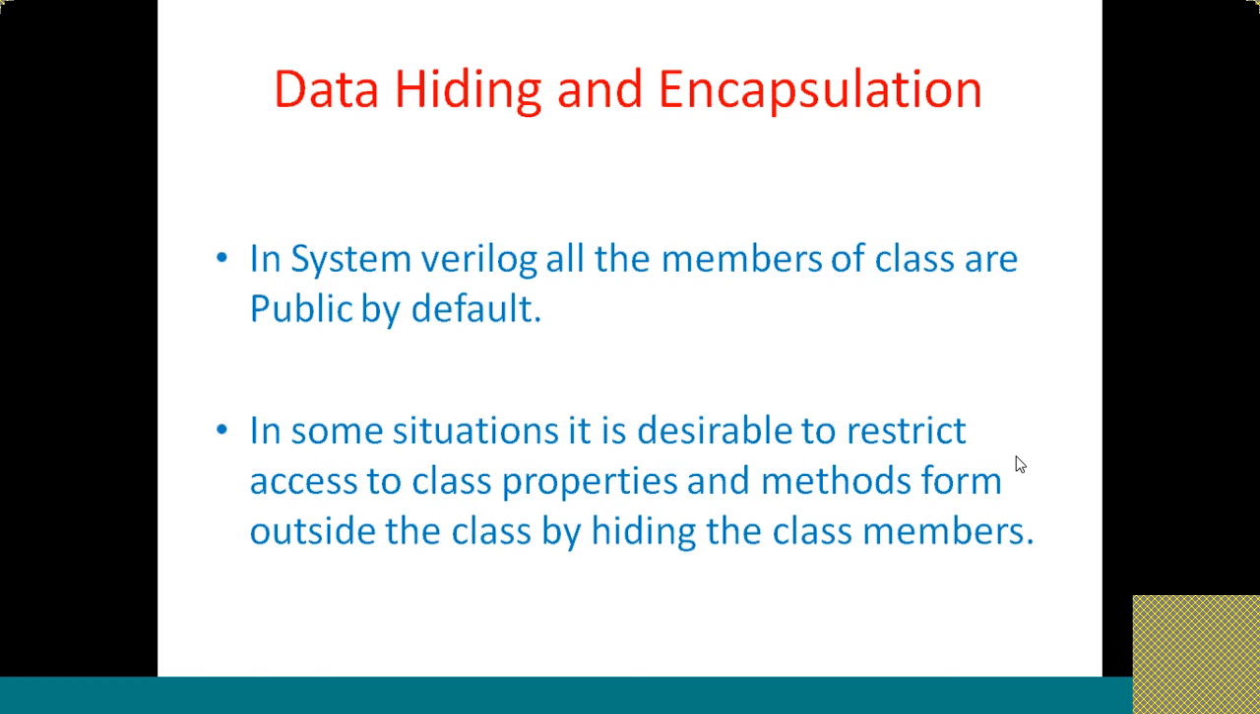For example, a class has a constant property that should not be changed, but by default it is publicly available. That may lead to accidental change to the property. So to avoid such situations, SystemVerilog provides the concept of data hiding and encapsulation. With their help, if we want some of the functions, tasks or properties not to be accessed outside of the class, we can do that.